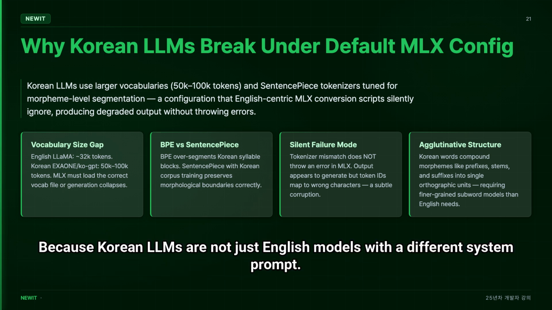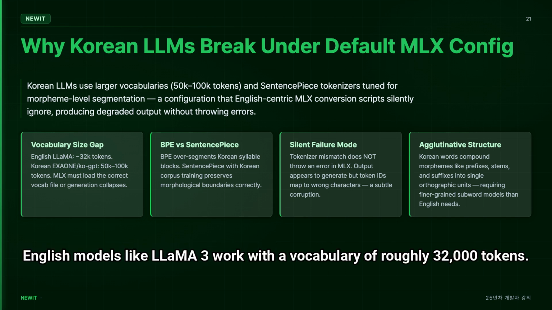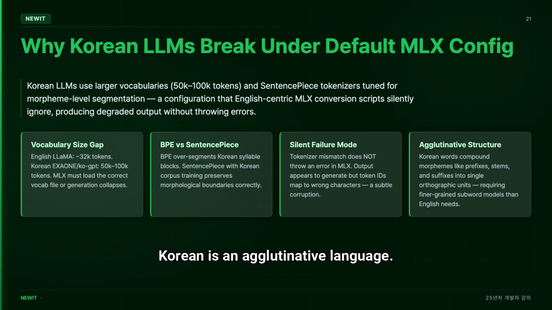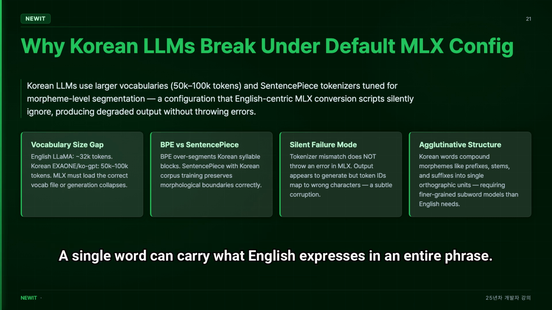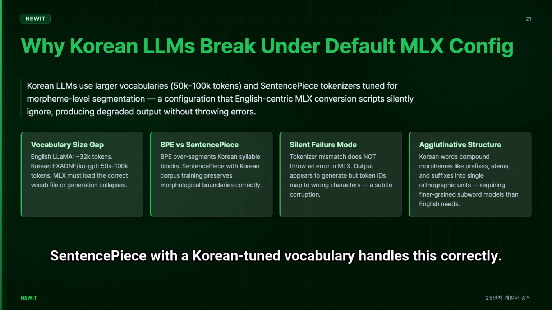Why? Because Korean LLMs are not just English models with a different system prompt. They are fundamentally different at the tokenizer level. English models like Llama 2 work with a vocabulary of roughly 32,000 tokens. Korean models, EXAONE, HyperCLOVA X derivatives, KoGPT, require vocabularies of between 50,000 and 100,000 tokens to correctly segment Korean morphemes. Korean is an agglutinative language. A single word can carry what English expresses in an entire phrase. BPE-based tokenizers designed for English will over-segment Korean syllable blocks, breaking the subword units that the model was trained on. SentencePiece with a Korean-tuned vocabulary handles this correctly.